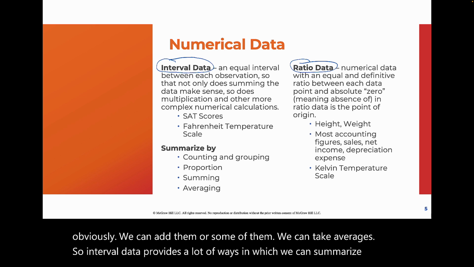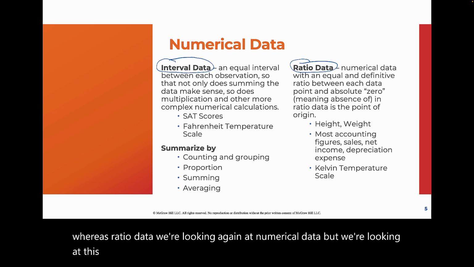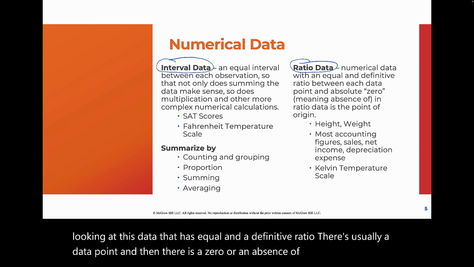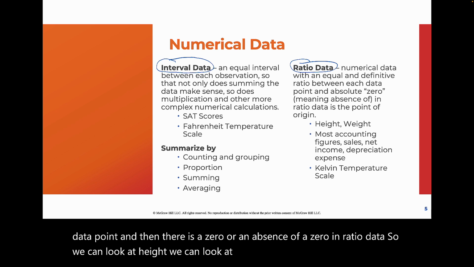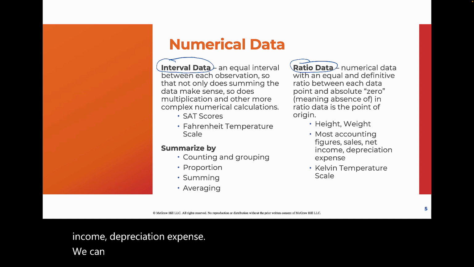Whereas ratio data, we're looking again at numerical data, but we're looking at this data that has equal and a definitive ratio. There's usually a data point, and then there is a zero or an absence of a zero in ratio data. So we can look at height, we can look at weight. A lot of accounting figures that we use might incorporate ratio data. We can look at sales, net income, depreciation expense. We can also look at the temperature scale.